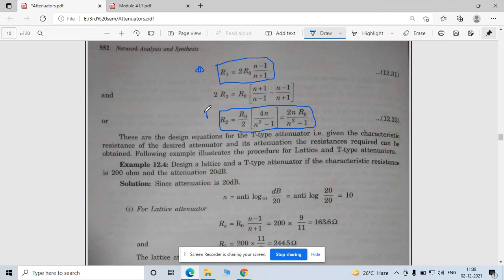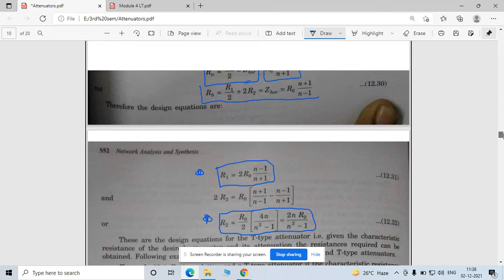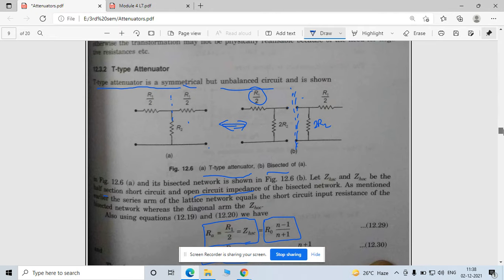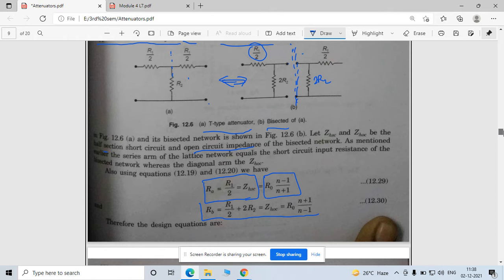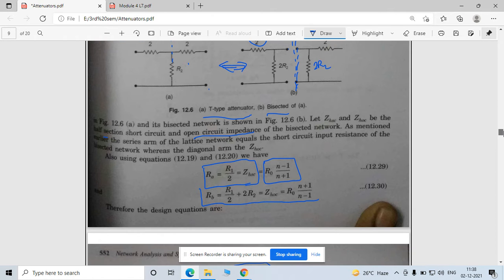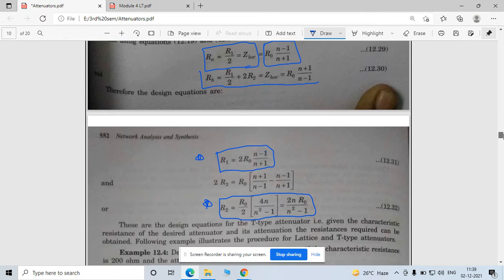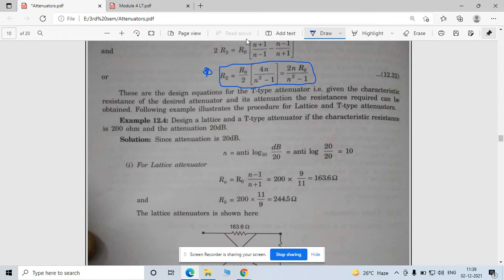In the previous class, I derived the same equation but in a different format. In that, I considered one R naught resistance at the load end side. That is this attenuation concept, meaning for the maximum power transfer theorem, your load resistance should be equal to your source impedance. So this is another way you can calculate this R1 and R2.